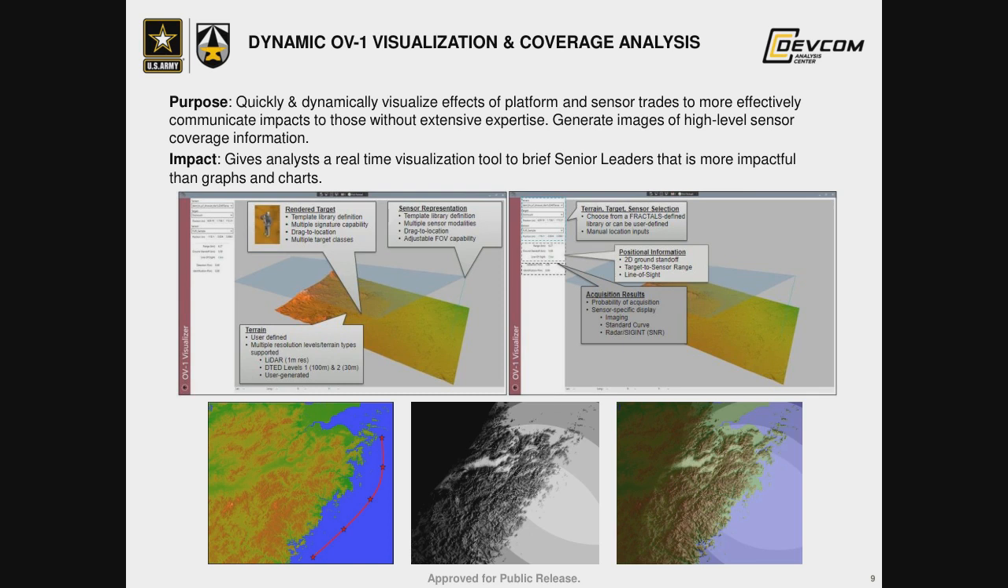We say the impact of that is giving analysts a real-time visualization tool to brief senior leaders. That's more impactful than just having one of those charts that has a bunch of icons that don't really tell you what it really looks like, but just saying, oh, I can see over there, sort of thing. And then the pictures along the bottom are showing you, given some flight path, what type of line of sight you would have on a very specific terrain over time, and giving you a kind of high-level look at what area you're able to cover with a certain flight path.